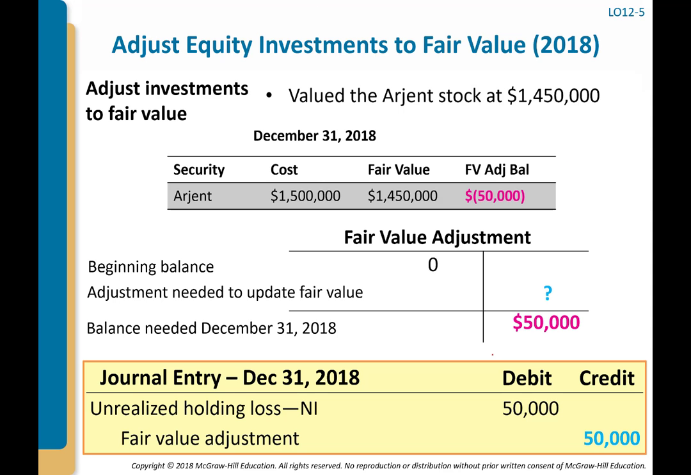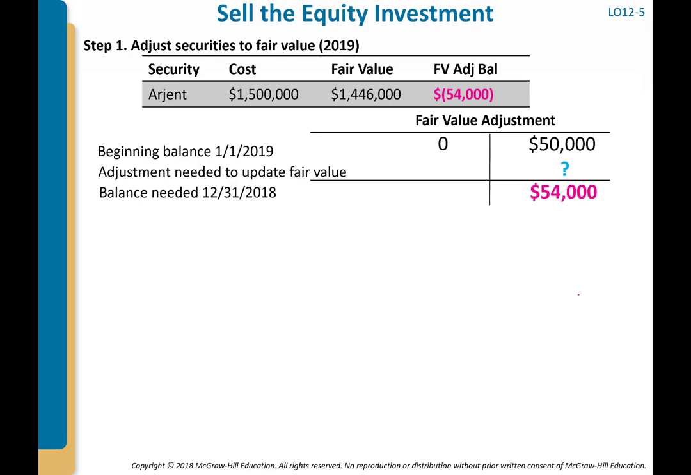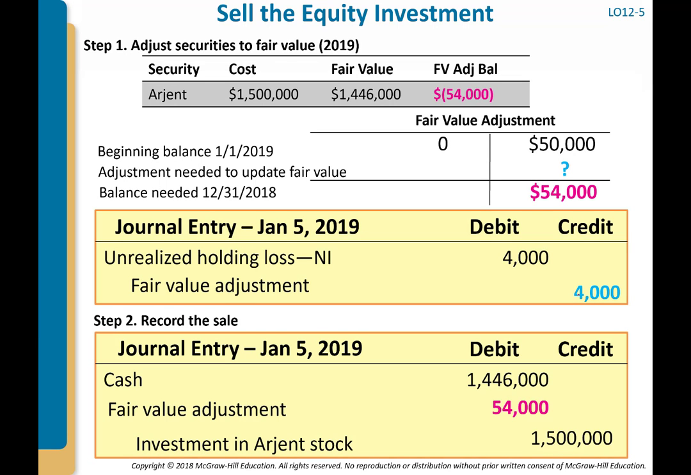Why didn't they show the credit there? As an accountant, I can't let that go. I thought the next slide had it. I don't know. We've got to put that $50,000 there. Okay, and now it's got the $50,000. And this time it's a credit because we're bringing the fair value down, aren't we? Okay, good. But it's $50,000.